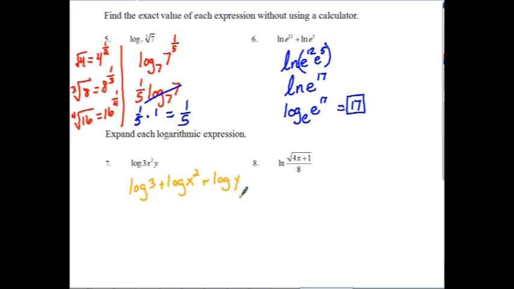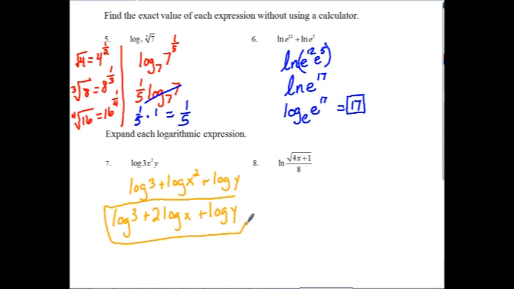Now we're almost done, but I do not want any exponents in my answer, because I know the exponent can always be pulled out in front. Remember, it is only pulled out in front of that particular one. It's not pulled out in front of the whole thing. It's just pulled out in front of that one right here. So it'd be log of 3 plus 2 log of x plus log of y, and that would be your result. That's expanding it out as far as we can take it, because every product, quotient, and exponent is taken care of now.